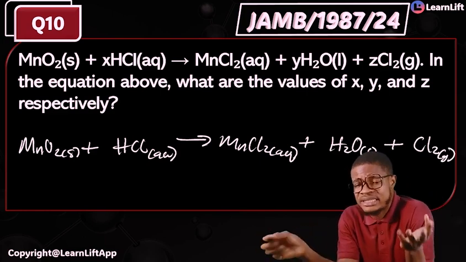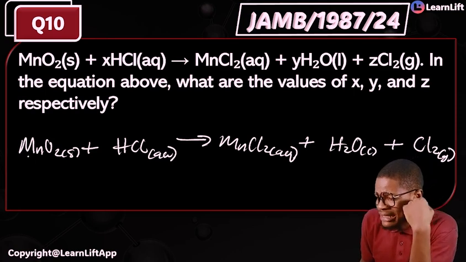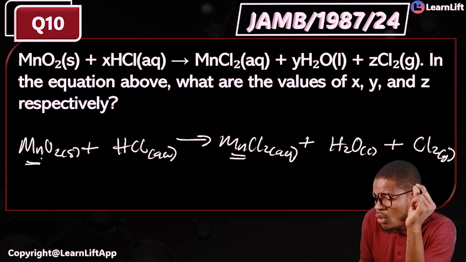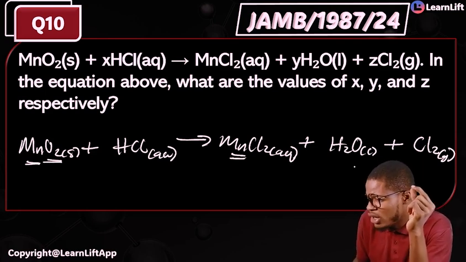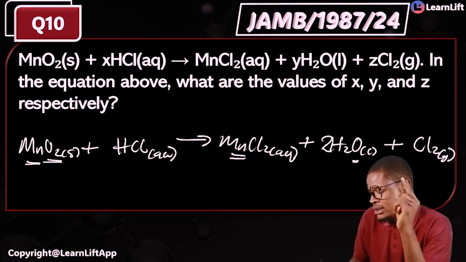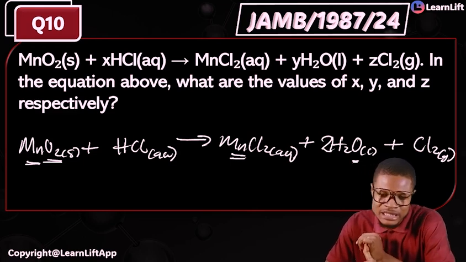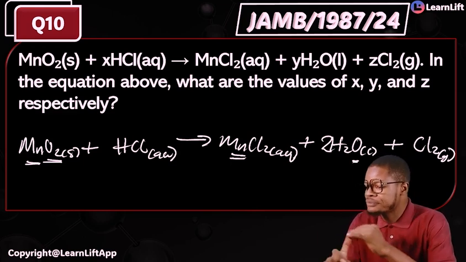Very simple, easy, and direct. The first thing is Mn. How many do we have here? 1. Mn, how many here? 1. Complete, correct. O, oxygen there, 2. How many oxygen here? Oxygen here is 1 on the product side. Come and add 2 here first. Oxygen is balanced on both sides. Manganese is balanced on both sides, right?